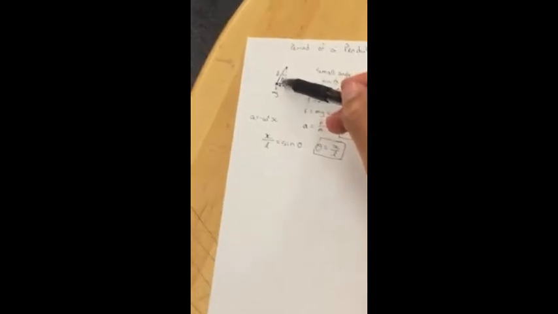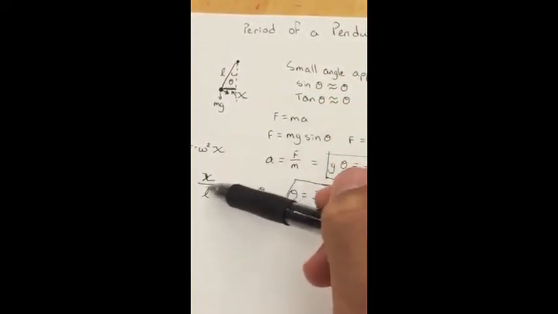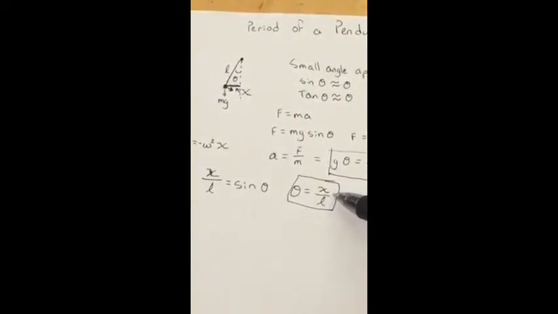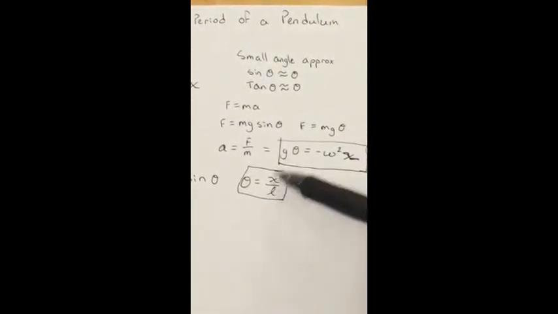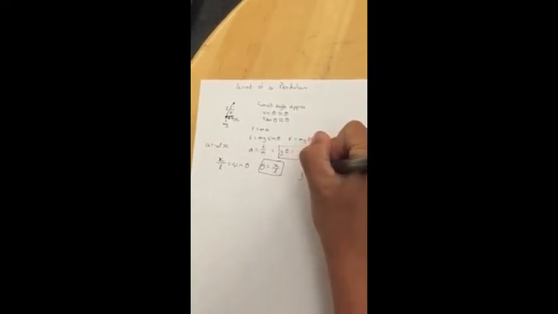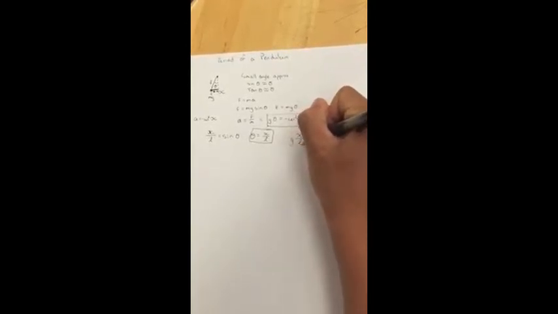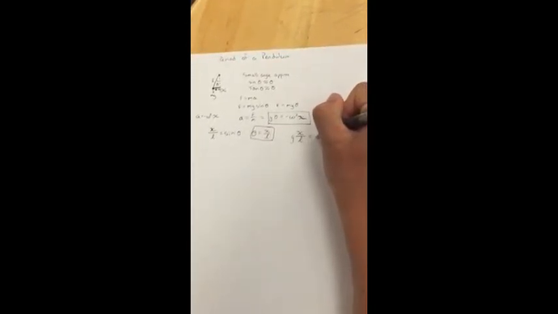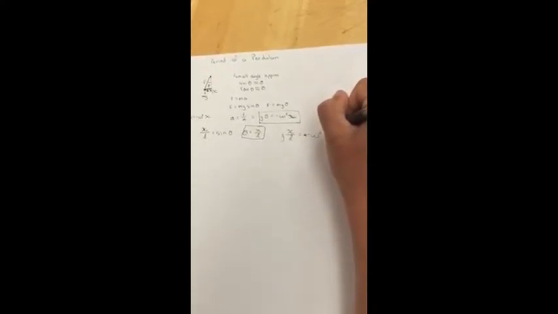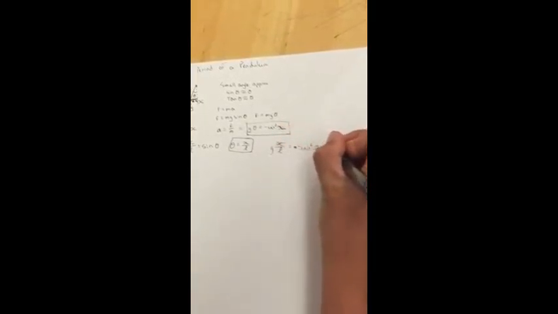Looking at this, we can see in our triangle that amplitude over L is sine theta. So theta is equal to amplitude over L, or the length of the pendulum. So using that, g times amplitude over L equals negative omega squared times amplitude. So we have two amplitudes cancel.